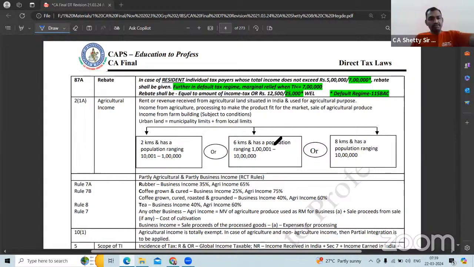Agricultural income, just for glancing purposes, is rent or revenue derived from agricultural land situated in India. Say you have an agricultural land in the heart of a city like Bangalore and you grow paddy, sugarcane, etc. It is agricultural income. A farm building should not be in an urban land. A farm building should be in a non-urban land, whereas everything else can be here.